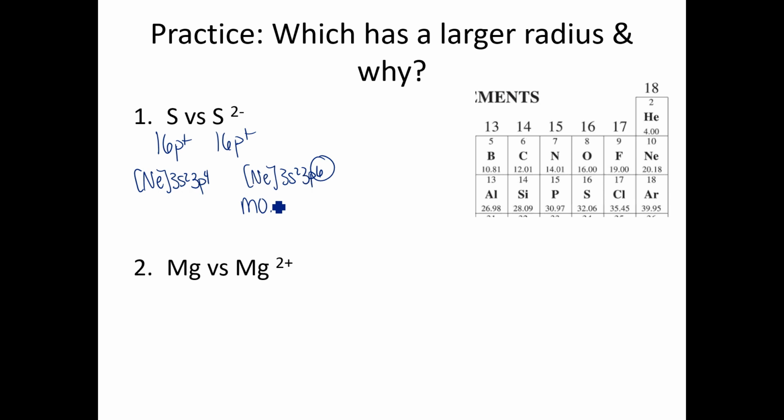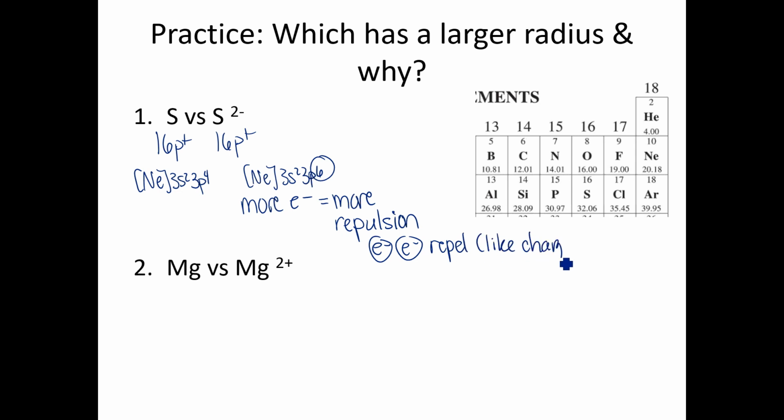The only difference is the number of electrons. And we know that if we're adding electrons, we're increasing the repulsion, because electrons repel each other because they're both negative. Like charges repel, so negatives repel each other. And so that's going to make our S2 minus bigger, because they're repelling each other. That means they're going to spread out. They're going to try and get away from each other because they don't like being together.